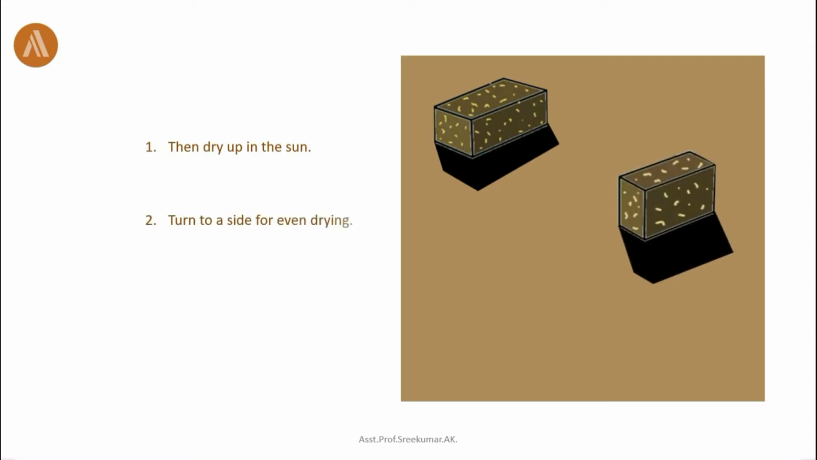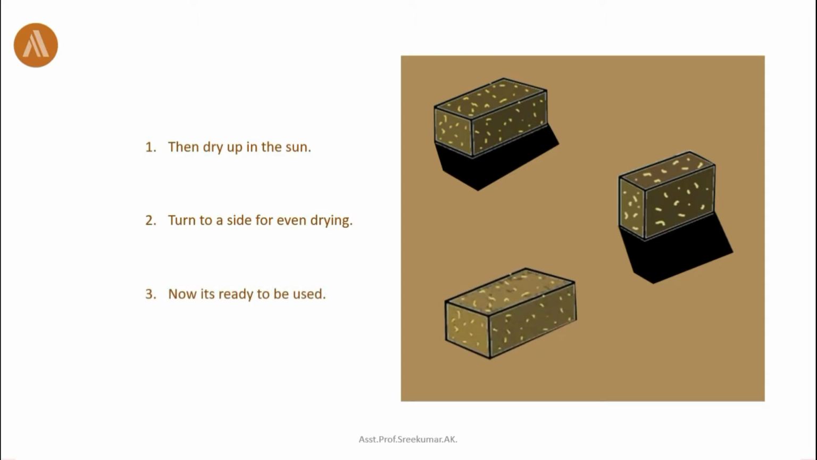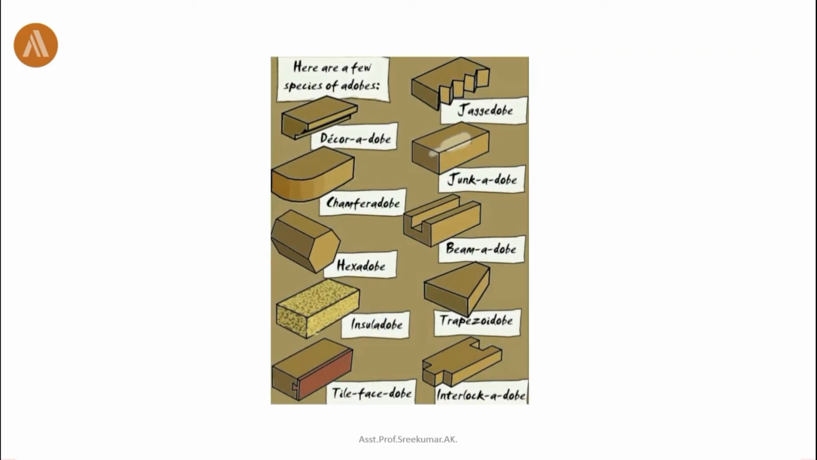Turn to a side for even drying. Wet the mold before you put the mix in. The mix has to be just the right consistency. Too wet and it will sludge. Too dry and it will refuse to come out of the mold. Here are a few types of Adobes.